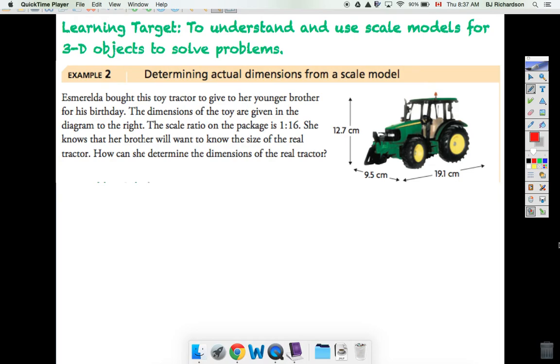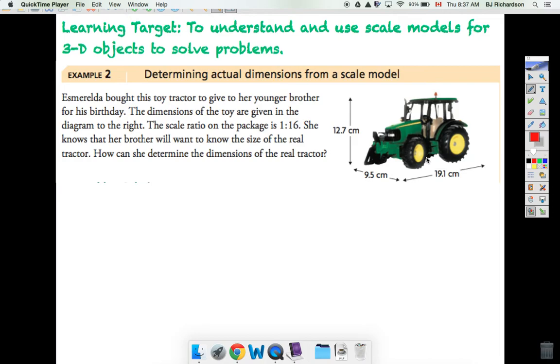Hey class, we're here, and now we're going to look at example 2 from chapter 8.5, and this is dealing with determining the actual dimensions from a scale model. So Esmeralda bought this toy tractor to give to her younger brother for his birthday. The dimensions of the toy are given in the diagram to the right, so pretend this is actually a diagram on the back of the box or something like that.